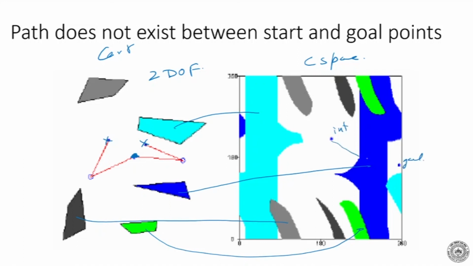Now this is not connected, because they are not connected. You can see that, right? So this part is not connected to that side. So no path exists. This says that a path does not exist because the manifold parts are not connected.